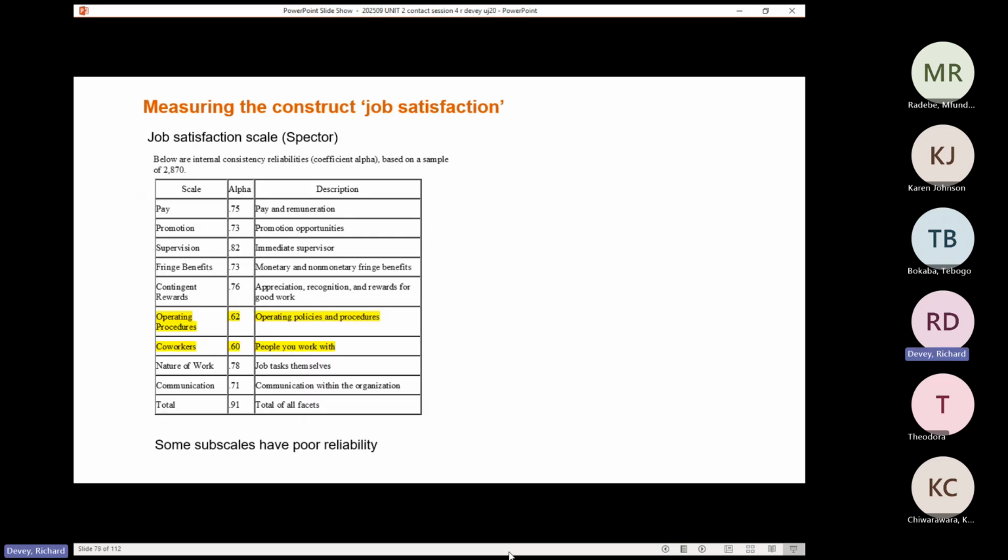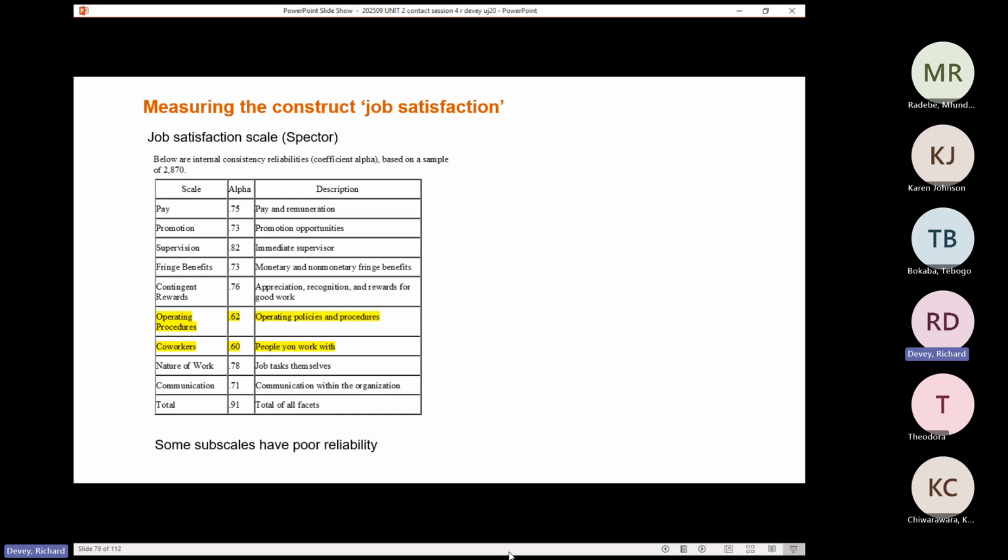Okay, so this is to show you how we look at reliability of a scale. This is from the handout on the job satisfaction scale. So you've got these different components: pay, promotion, supervision, fringe benefits, and then you've got a Cronbach alpha for each subscale. And the Cronbach alpha, we want it to be above 0.8 usually. We also accept values of above 0.7. But here, for operating procedures and co-workers, we've got low Cronbach alphas, 0.62 and 0.60. So those would be considered weak reliability. So it's not giving a good reliability for these subscales.